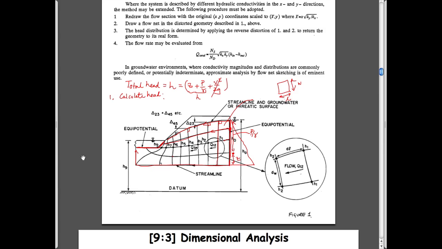Likewise on this side here. If you look at this elevation here, it has a certain pressure acting on it and a given elevation relative to some datum.